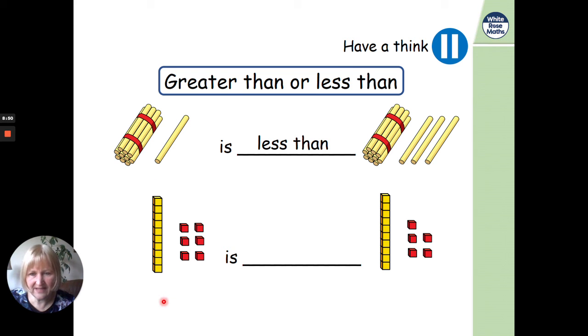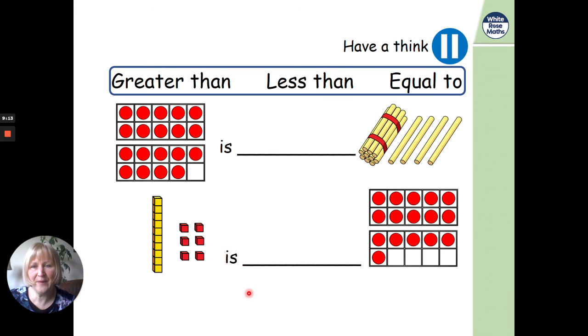What about here? Let's look. A tower of 10 and 2, 4, 6. 16. And on this side, a tower of 10 and 5. 15. 16 and 15. 16 is greater than 15. Okay. Greater than, less than, or maybe equal to.